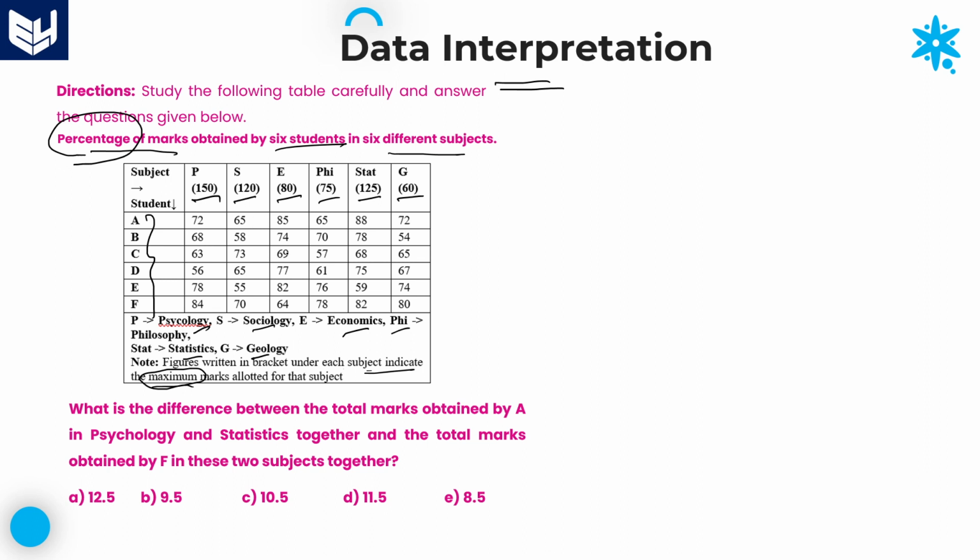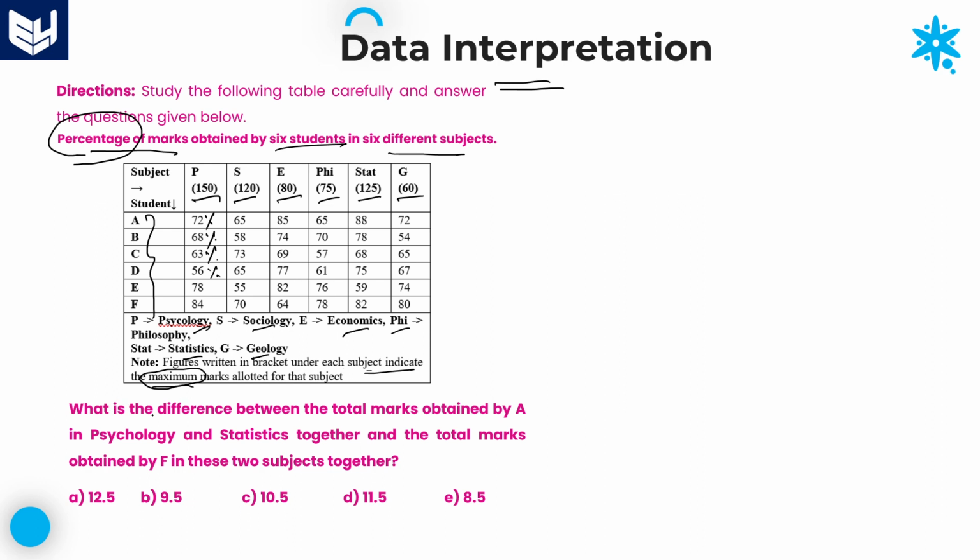This is the information which is given. All these are percentage values, 72 percentage, 68, 63, like that. Each and every value is percentage, not the marks of that particular students in that particular subject.